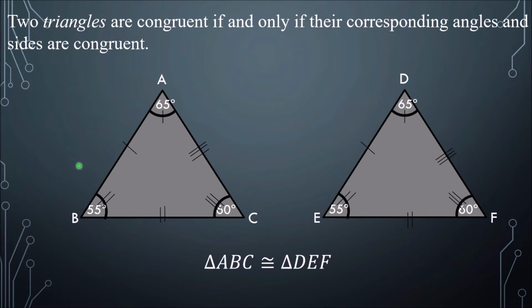And for the sides, side AB corresponds to side DE. Side AC corresponds to side DF. And side BC corresponds to side EF. So all the corresponding parts are congruent. Therefore, triangle ABC is congruent to triangle DEF.